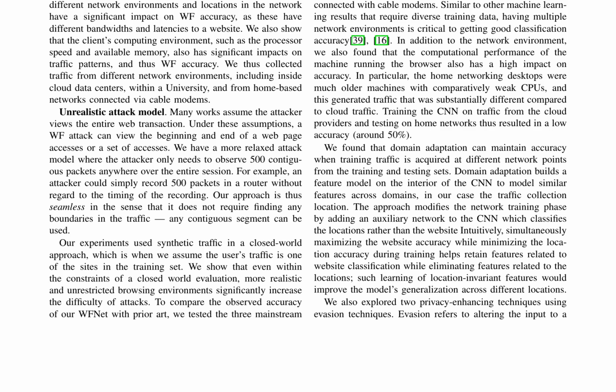They also explore the use of domain adaptation to maintain accuracy when training traffic is acquired at different network points from the training and testing sets. This approach helps retain features related to website classification while eliminating features related to locations, improving the model's generalization across different locations. Finally, the authors discuss the exploration of two privacy-enhancing techniques using evasion techniques, which involve altering the input to a WF attack model to mislead it.